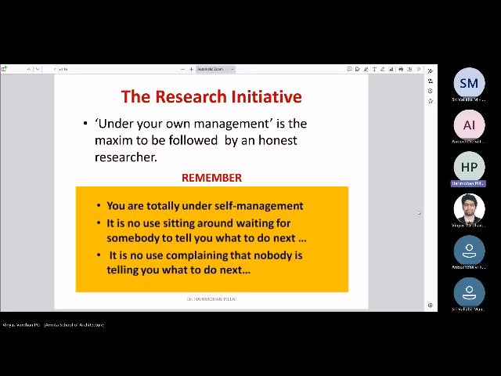So many times I have heard research scholars say that my guide has not told me anything yet, so I'm waiting for him to speak. But that's not the way to do research. The research initiative means you are totally under your management. You are not waiting for somebody to tell you what to do, and you don't complain that you are not getting any help from others around, or your guide, or your college, or your library, whatever. So next, please. These points you remember always when you are working.